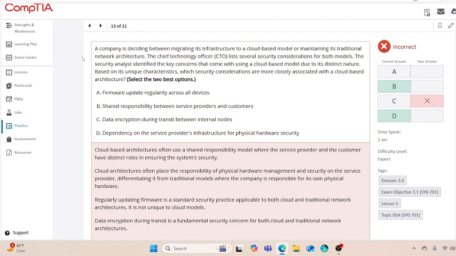Cloud-based architectures often use a shared responsibility model where the service provider and the customer have distinct roles in ensuring the system's security. Cloud architectures often place the responsibility of physical hardware management and security on the service provider, differentiating it from traditional models where the company is responsible for its own physical hardware.